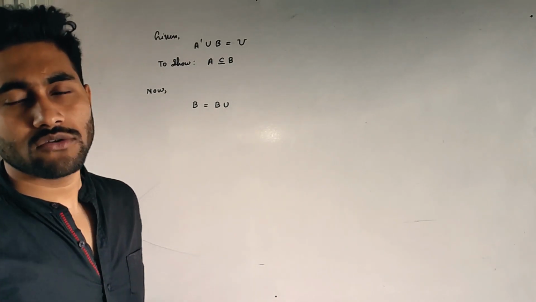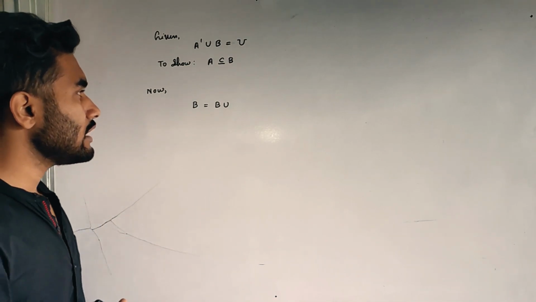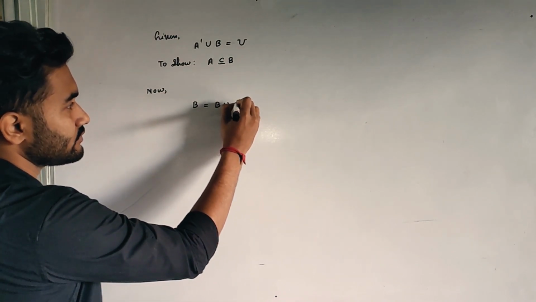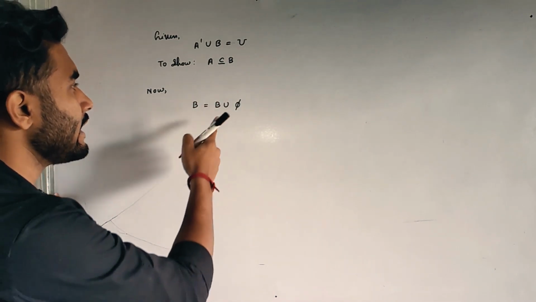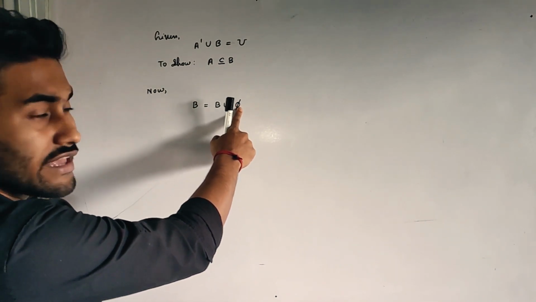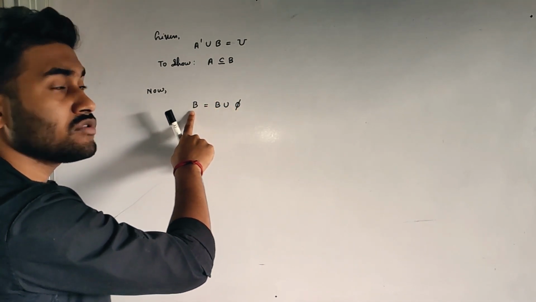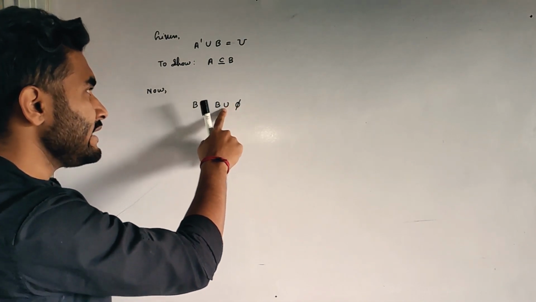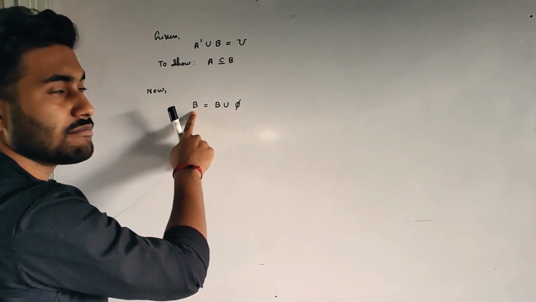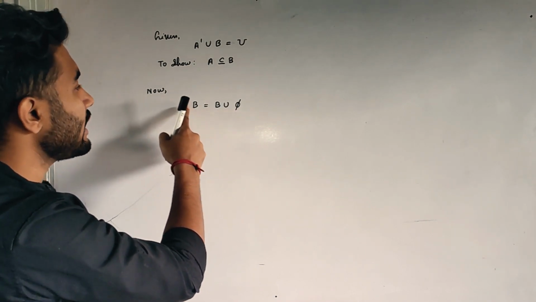What else can we put there so that B union that thing will be equal to B? So if you go through the identity law, you will come to know that if phi is given with union, the answer is the set itself. Union with phi, the answer is the set itself. Intersection with phi, the answer is phi. Phi intersection something is phi, but phi union something is always that set. So we will use phi here. B union phi, obviously we will get the answer as B.